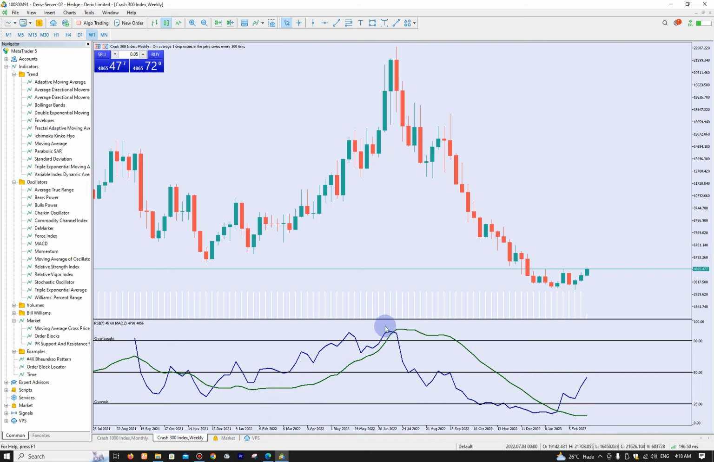So whenever I see the moving average like this, I know I should be thinking of a sell. Whenever I see the moving average and my RSI within this zone, I should be thinking of a strong bearish move. And as you can see, this is exactly what is happening. And look at what is happening down here. You see, this is a strong bullish move.